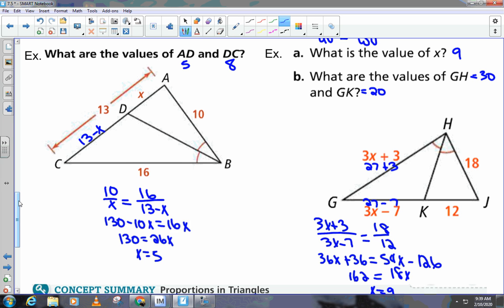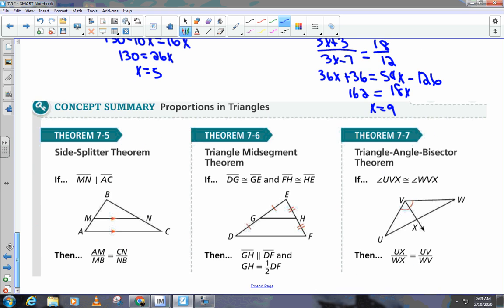All right, so we basically learned 3 things. We learned the side splitter theorem. If you have one side of a triangle that's parallel to the third side, then it breaks the other 2 sides into ratios, into proportional parts. So A is to B as AX is to BX.